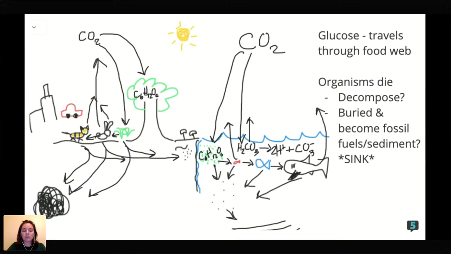So if those undecomposed organic bits of plants and animals sink down and they get covered in layers of sediment, probably in some body of water, then that might become a fossil fuel. And generally that is a huge sink of carbon as well. We'll talk about that in a little bit.